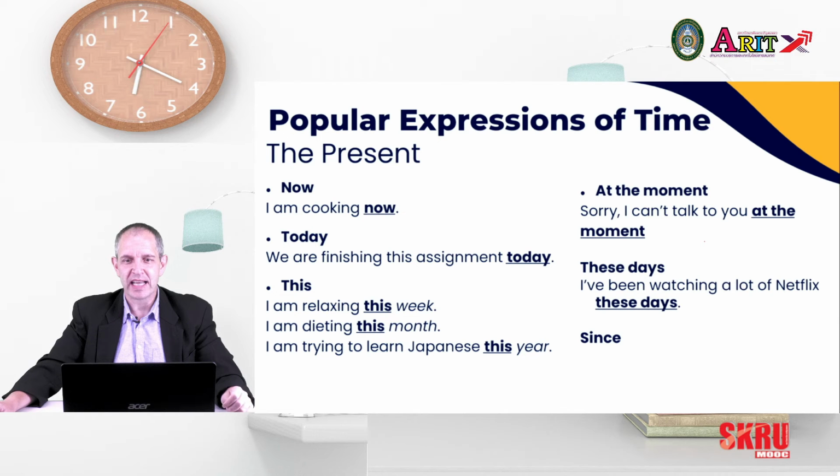I've been, these days, so we have an example of present perfect continuous. And we have since. I've been waiting since 6 o'clock, so present perfect continuous, marking the start time, and that the action may or may not be finished or recently finished. So we use these time expressions for the present.